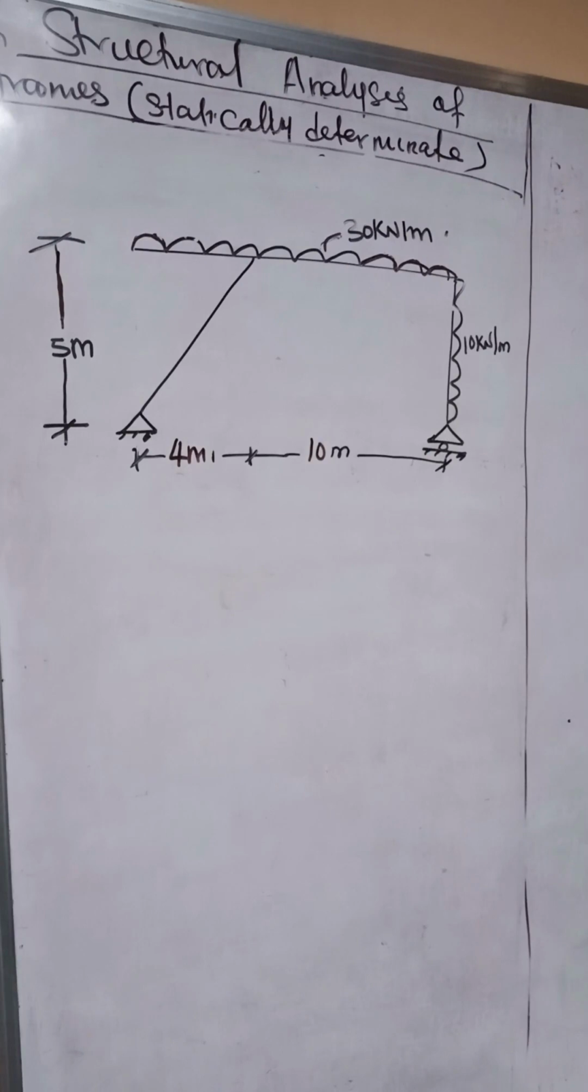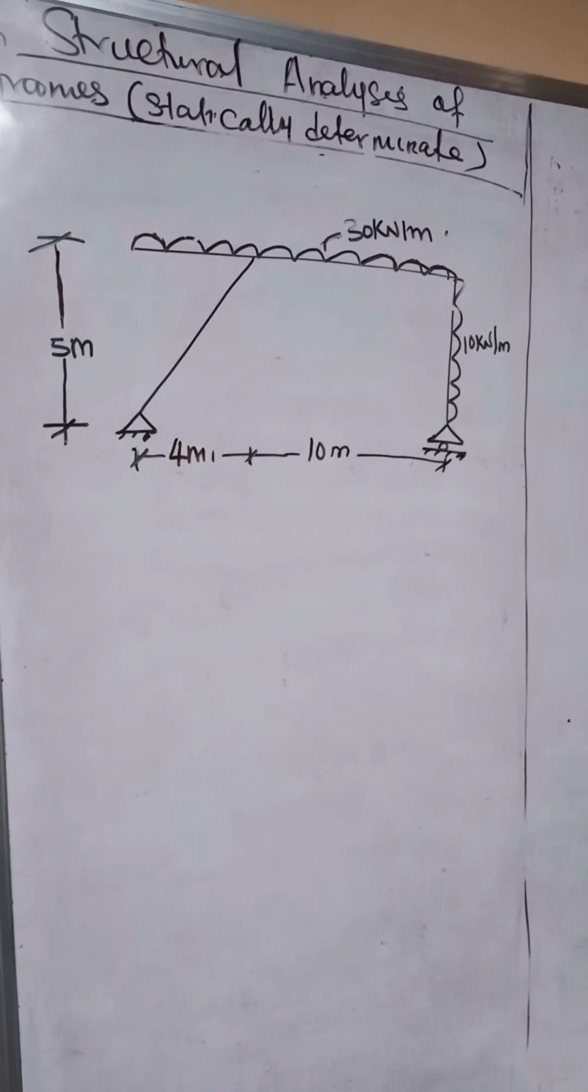It has one of its members slanted, and we have a horizontal load of 10 kilonewton per meter and vertical loads of 30 kilonewton. We have the support. We have the pin support and the roller support. All right, so now let's go over and do the determination of the support reactions of this frame.